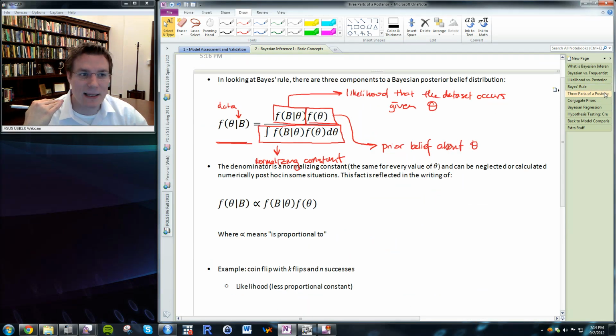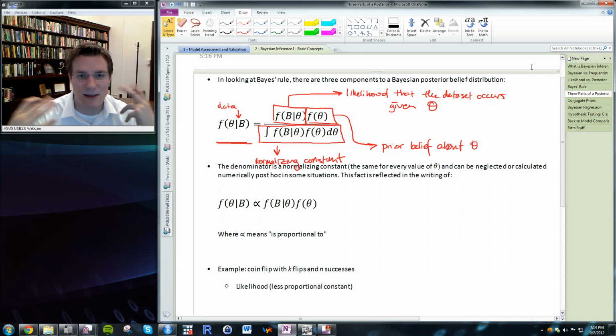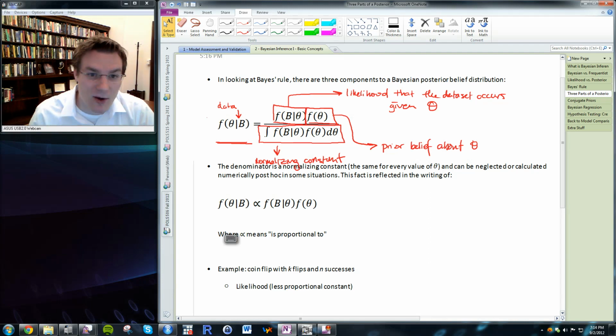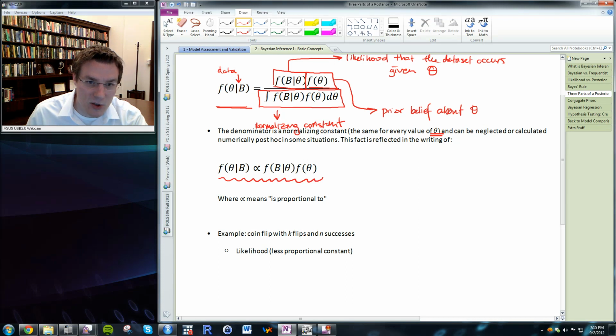But given that red circle is now the universe of possible things that could have occurred, we need all of our probabilities to be relative to that universe. So this normalizing constant just makes sure that everything sums to 1. And the reason why we often are going to end up ignoring this is because no matter what particular value of theta we're examining, that constant is going to be the same because it actually integrates out theta. It's P(D), the probability that the data set is what it is. So in fact, oftentimes posteriors are written not as equalities, but using this little symbol, which means proportional to.